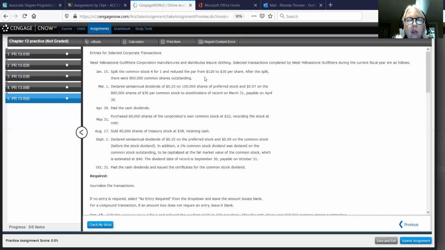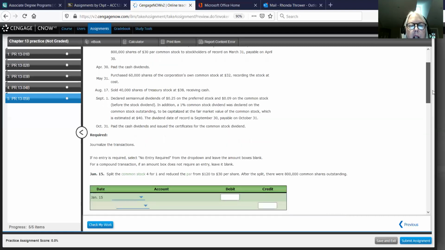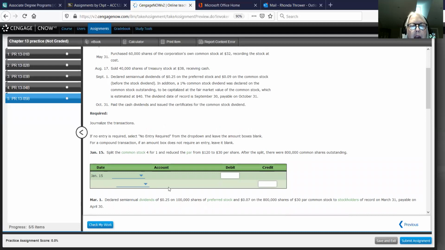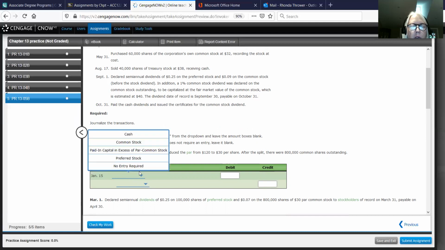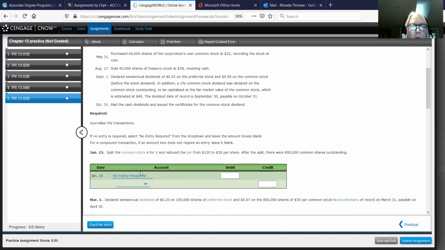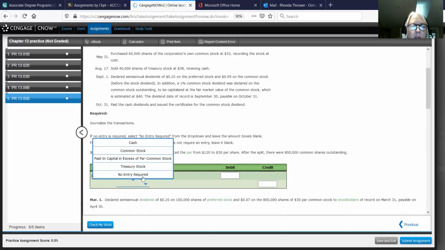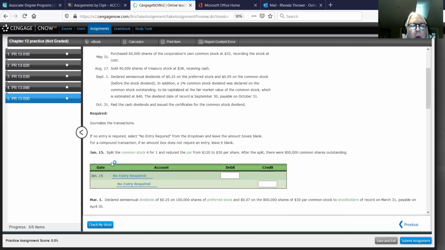To record this split on our journal, there would be no entry required. So where they have the journal and they want you to fill in the amounts here, there really would not be a journal entry here. So select no entry required. That is the correct answer for the journal for January the 15th. There would be no journal entry required.